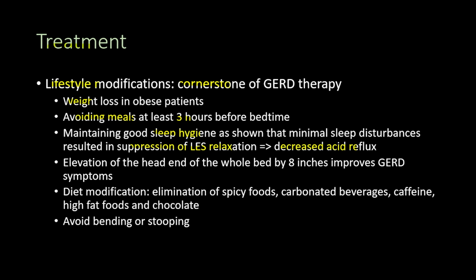Now, lifestyle modifications also include elevation of the head end of the whole bed by 8 inches. This would help improve the GERD symptoms, because this would make the esophagus on a higher level than the stomach and prevent the acid regurgitation. And we also have diet modification. This includes elimination of spicy foods, carbonated beverages, caffeine, high-fat foods, and chocolate. Now it also includes avoiding bending or stooping, because both of these movements would induce the acid regurgitation.